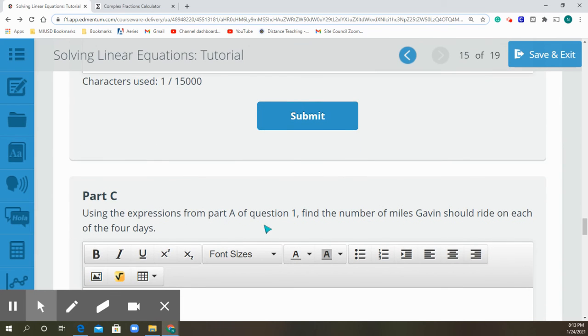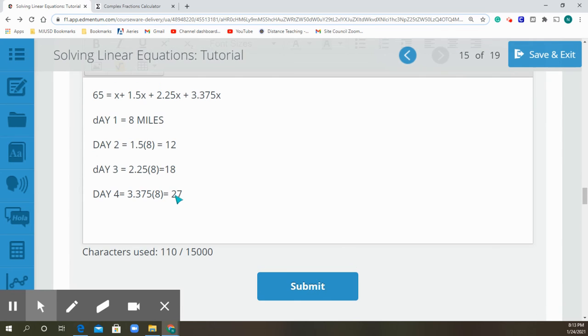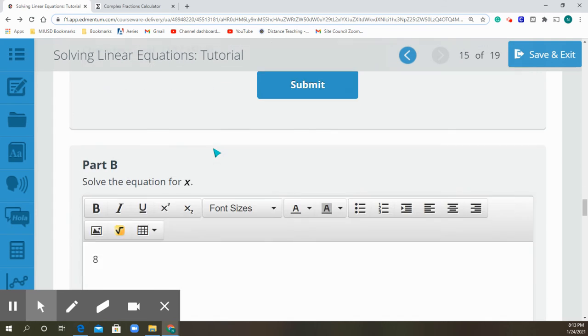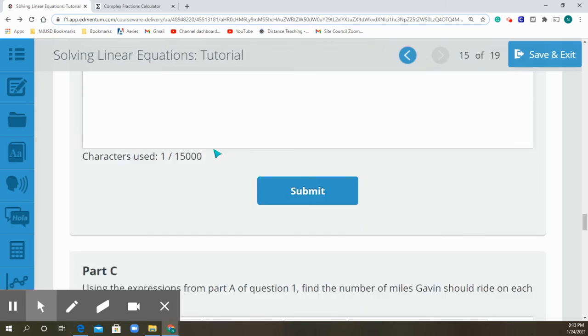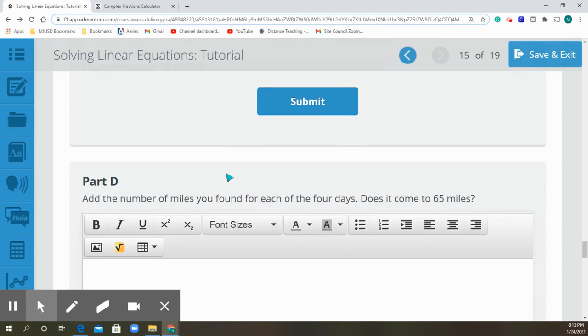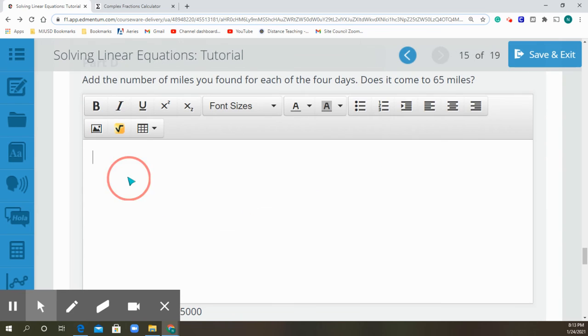Okay. Use the expression from part A of question 1 to find the number of miles Gavin should ride on each of the 4 days. I'm pretty sure we just did that. Maybe I'm confused. So, there you go. Now, add the number of miles you found for each of those 4 days. Does it come out to 65? That's our check. All right.